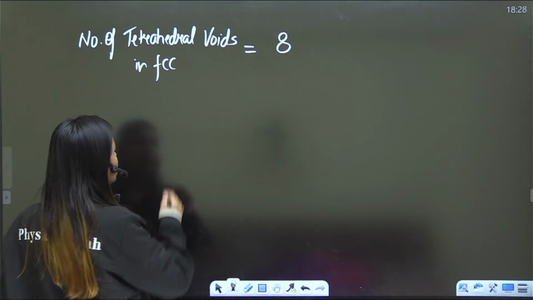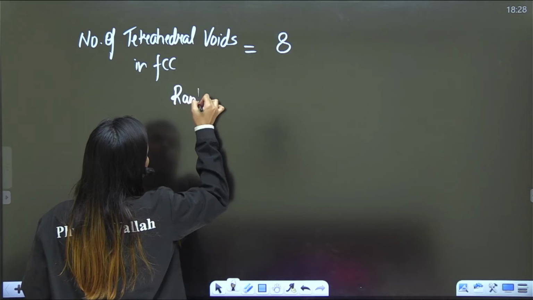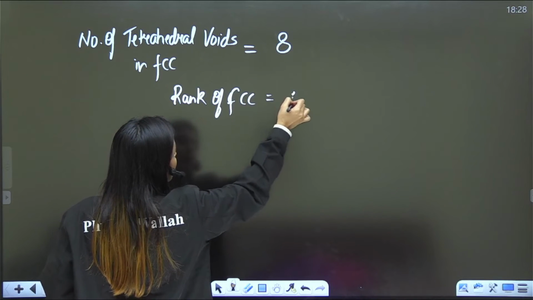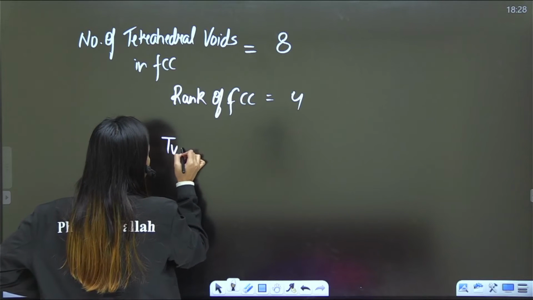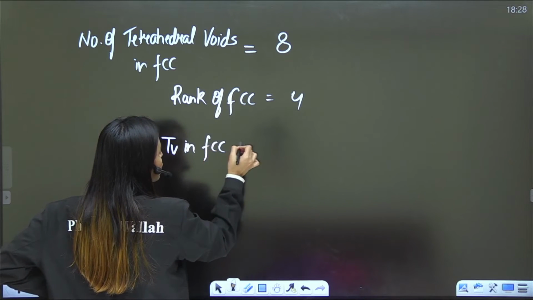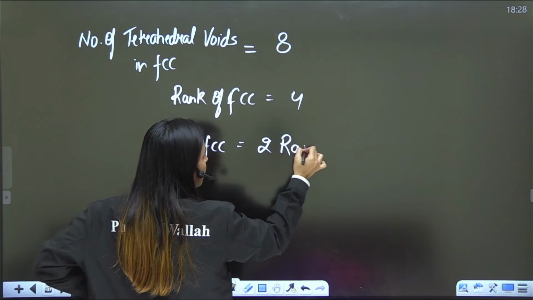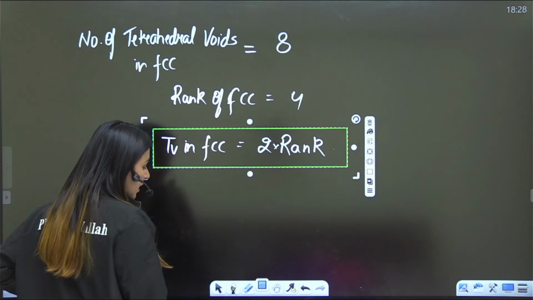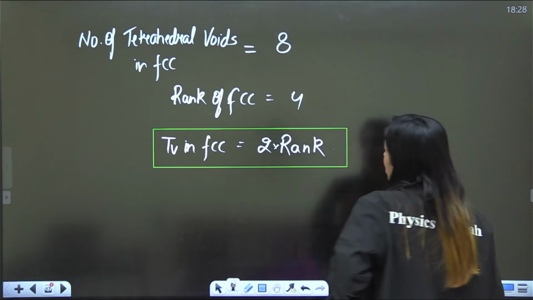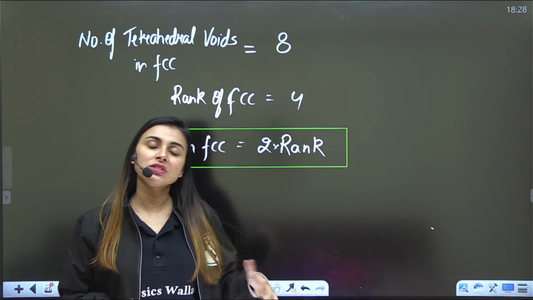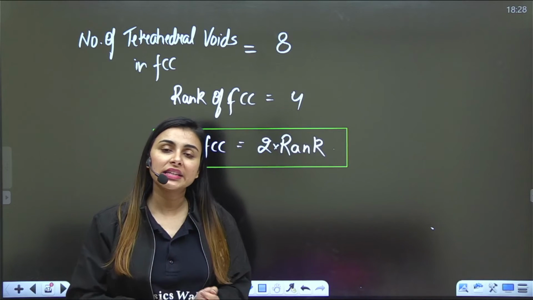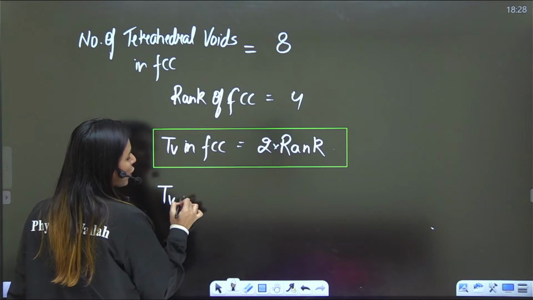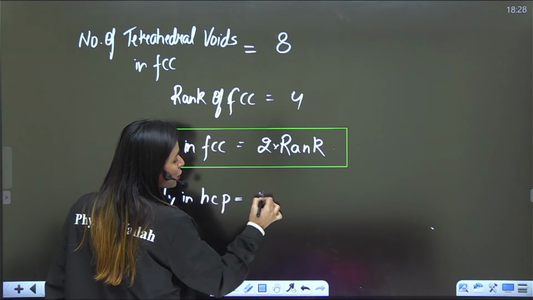Yes. Can I ask you what is the rank of FCC? You will say the rank of FCC is, ma'am, 4. So can I say that the tetrahedral voids in FCC is actually equal to 2 times the rank? Right? Yes. So this is the formula that you need to remember, that tetrahedral void in FCC is always 2 times the rank. Whatever the rank is, it is 2 times the rank. So you have 4 as the rank of a FCC, you will have 8 tetrahedral voids. Similarly, tetrahedral voids in HCP is also equal to 2 into rank.